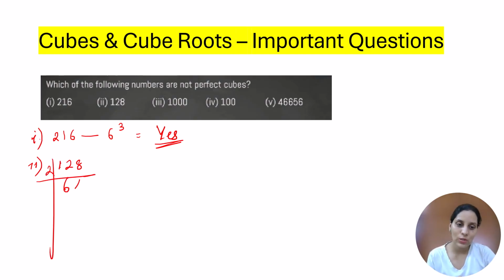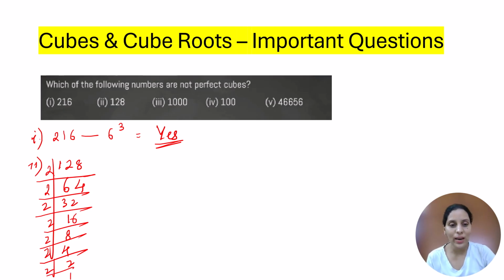2 6s are 12, 2 4s are 8, 2 32s are 64, 2 16s are 32, 2 8s are 16, 2 4s are 8, 2 2s are 4 and 2 1s are 2. So how many 2s do we have? 1 2 3 4 5 6 7, 7 twos, 2 power 7. That means it is not a perfect cube. It doesn't have its triplets.